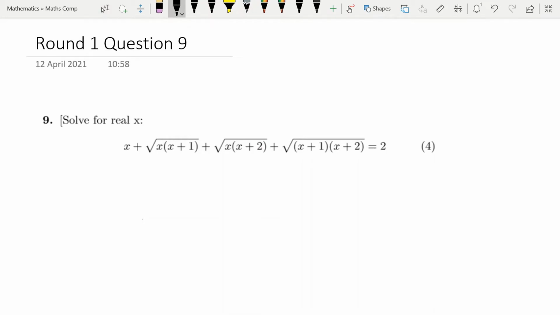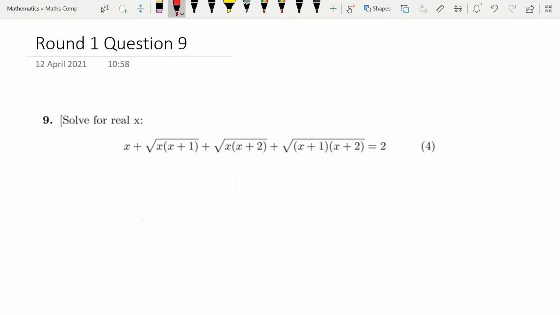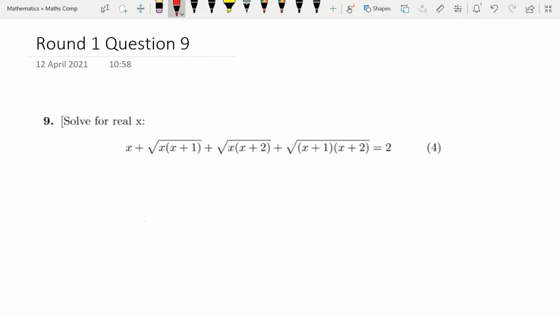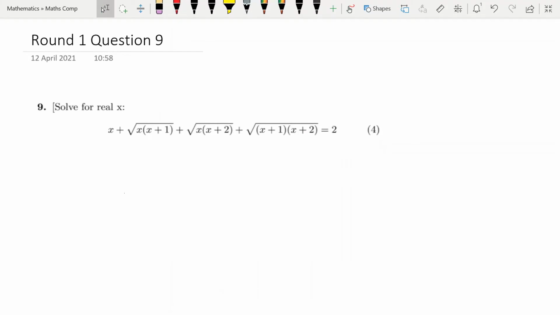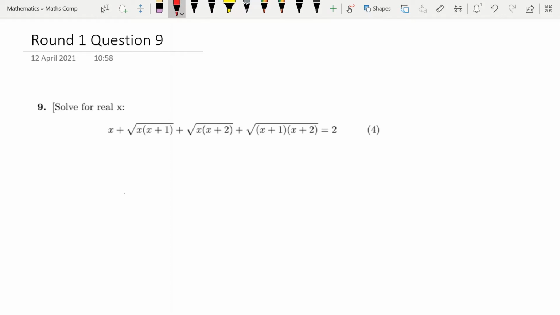Hi, I'm going to be walking through question 9 of round 1 of the Maths Teams Olympiad competition. This question was quite painful to do. I spent ages trying to square a load of times, and it was clear that wasn't going to work. I wasn't able to solve this problem when I originally had a look at it, but I think if I had a much longer time and in a team, it would be solvable, so that's why we stuck it on the competition.